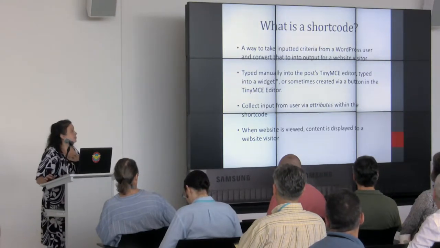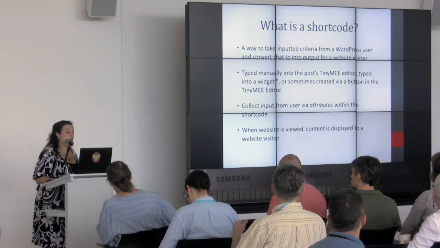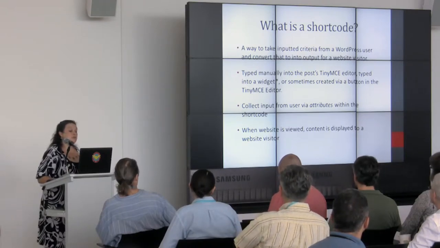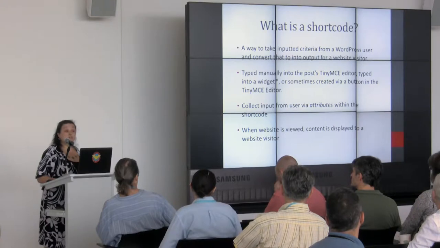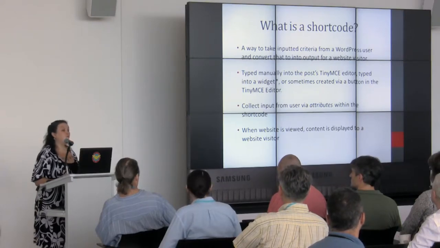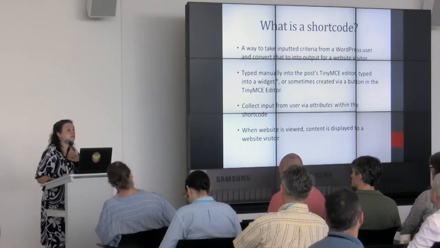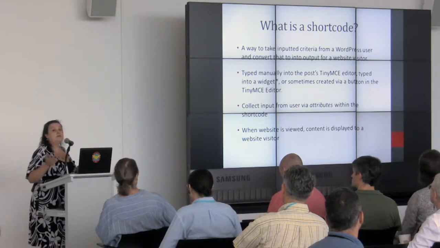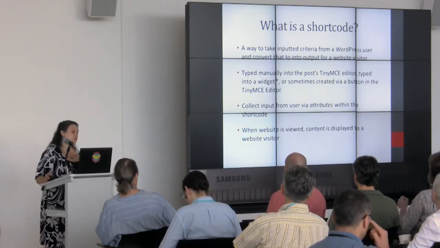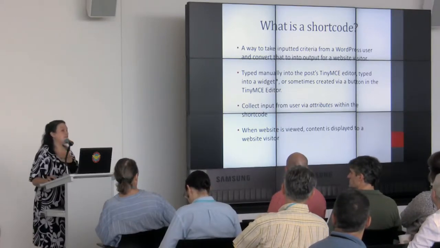Shortcode. Similar, a way to take inputted criteria from a WordPress user and convert that into output. But in this case, a shortcode is usually typed manually into the post TinyMCE editor. It can be typed into a widget if you have that enabled in your site. And sometimes you even get a button which will write the shortcode for you. Like if you've ever used the gallery feature of WordPress, behind the scenes, even though you have a nice UI, it's writing a shortcode for you for the WordPress gallery. With a shortcode, we collect the input from the user via attributes within the shortcode, and we'll talk a little more about those shortly. And then when the website is viewed, the content is displayed to the website visitor.